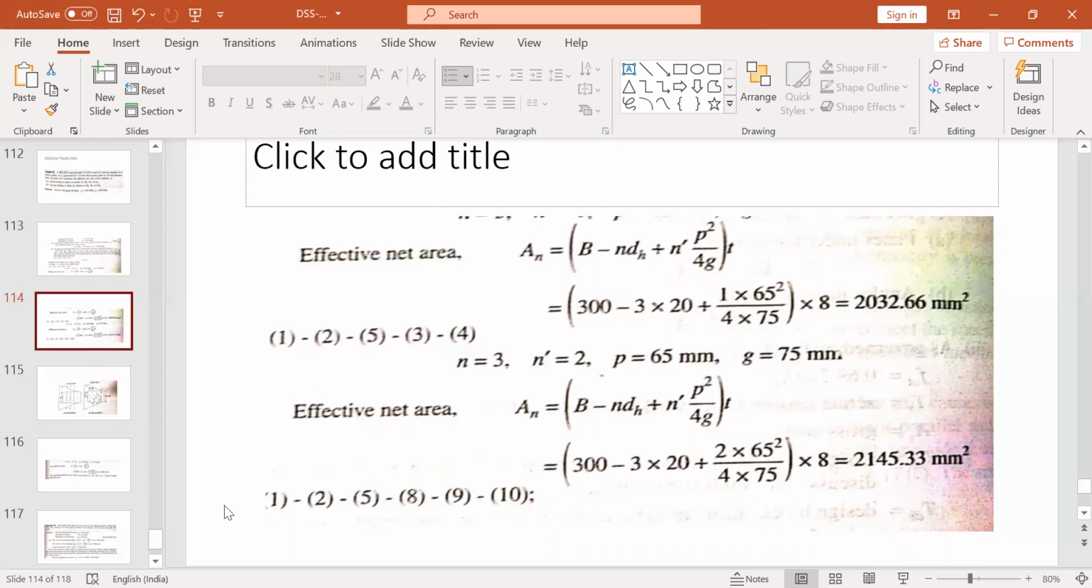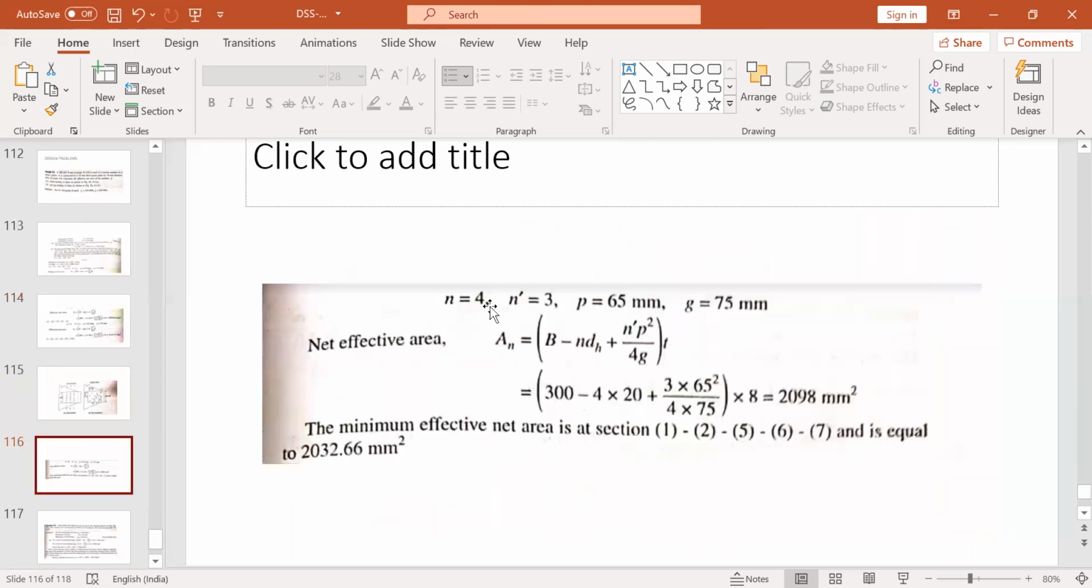8, 9, 10. So for this case, N is 4, N dash is 3. There will be 3 times staggering. Pitch is 65, and you put all these values, you are getting 2098 millimeter square. Okay, so now out of these 4 sections, you have taken the 4 critical sections. See which is having the least effective area. So minimum is 2032.66. So this is the critical section.